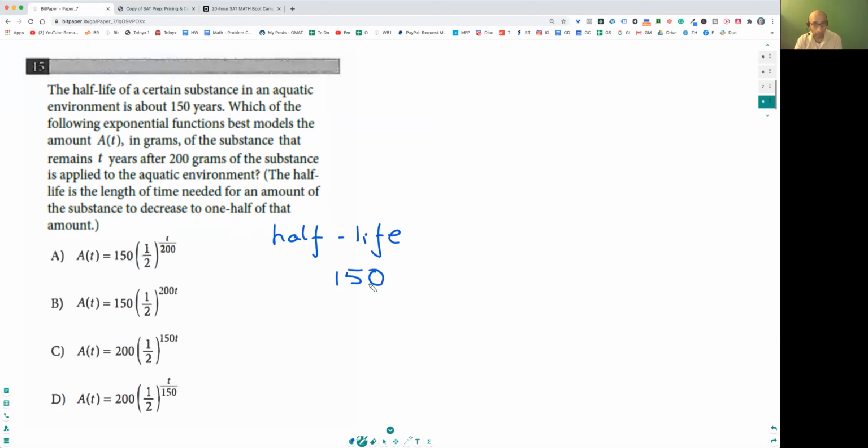Half-life is 150 years. What does it mean? After 150 years, the 200 grams becomes 100 grams. That's the meaning of half-life, guys. This is part of the exponential models, part of exponents that we've done in our series.